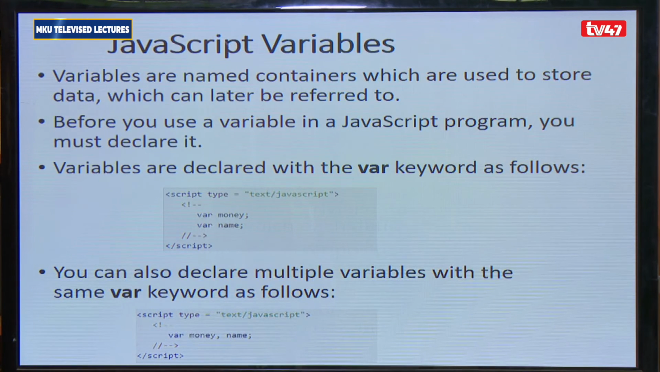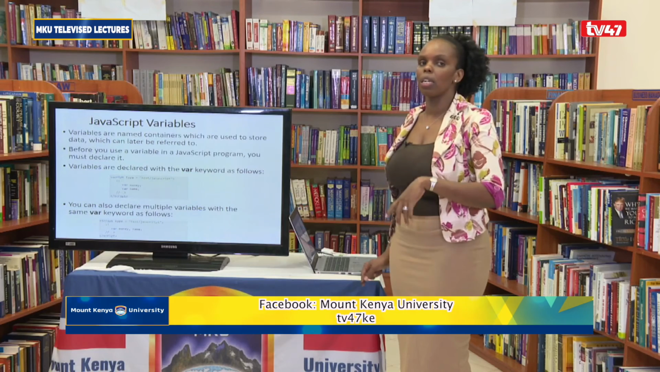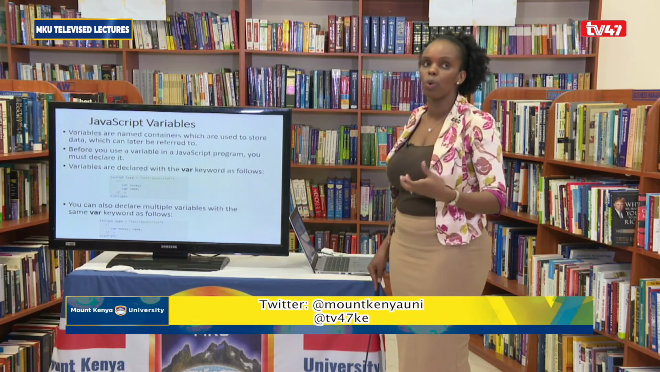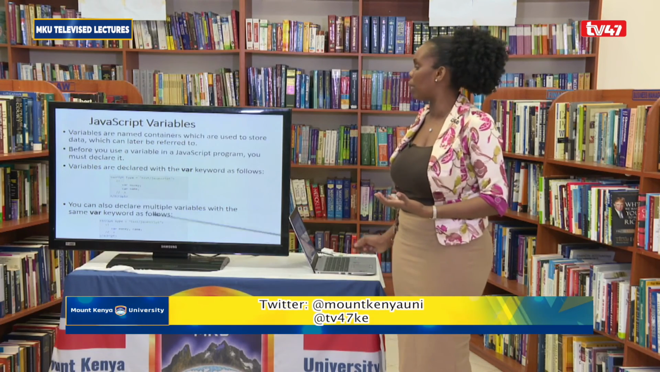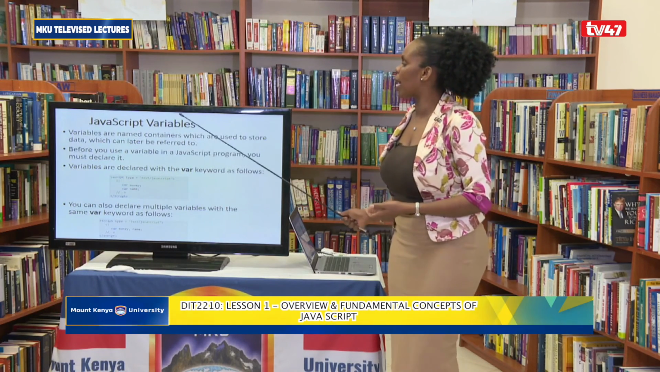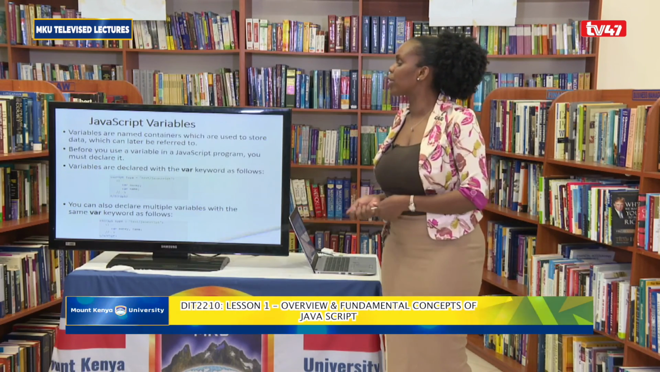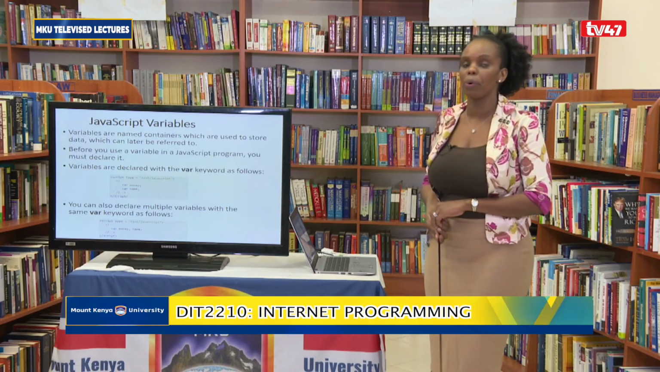Now, what about JavaScript variables? Variables are named containers. Every programming language must have variables. A variable is simply that space in the computer memory that is reserved to store a certain value or data type. So variables are named containers used to store data, which can later be referred to in your program.